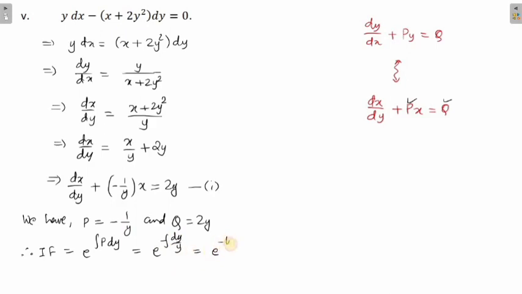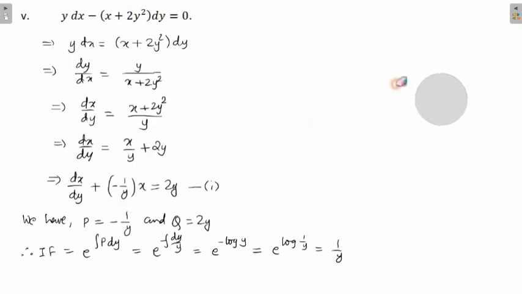So how much is this? This is minus log y, so e to the power minus log y. And all of you know that this can be written as e to the power log 1 by y, and in turn this can be written as 1 by y. Let me erase this part. So I got my integrating factor, and now I need to multiply the equation by the integrating factor, 1 by y.